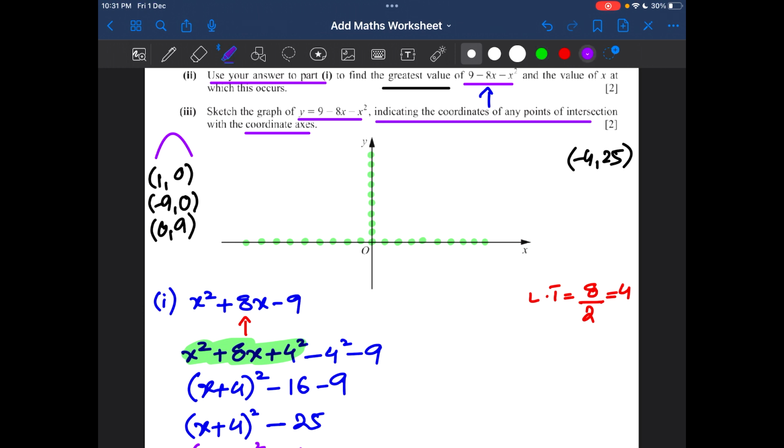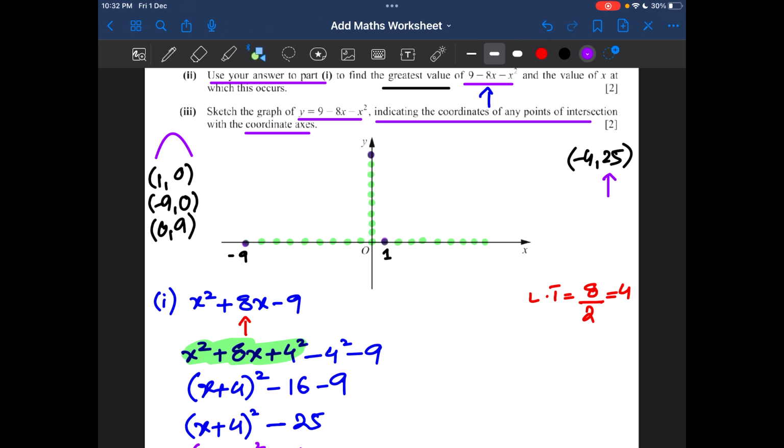So let's just plot this point. 1, 0 is over here. Okay, just label it. This is 1. And minus 9, 0 is over here. This is minus 9. And 0, 9 is going to be over here. So we need to plot this point. And since it is not possible for me right now here to plot the turning point because the y value is too large over here, 25, we are also not interested in that part.